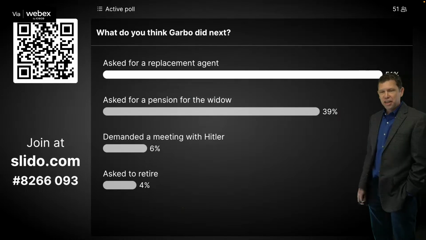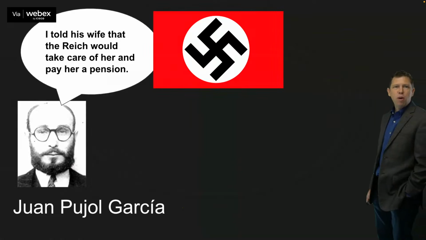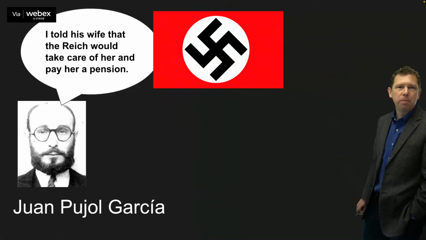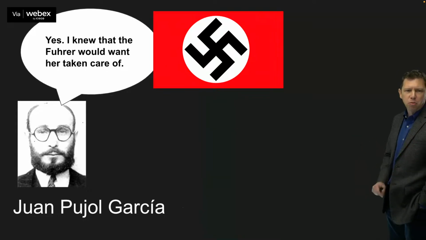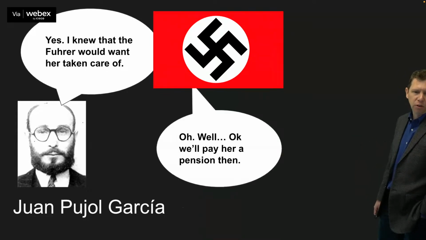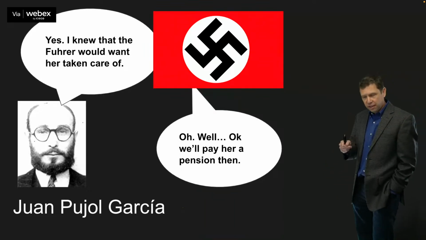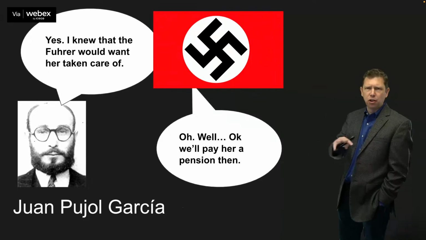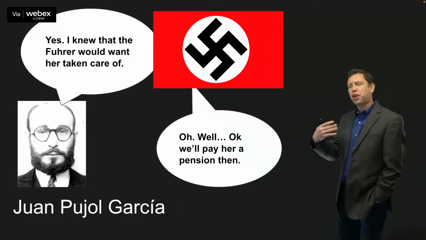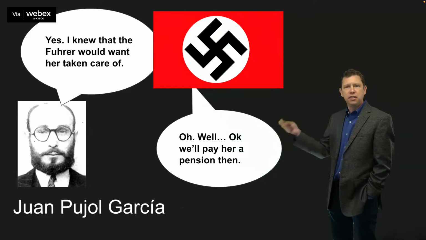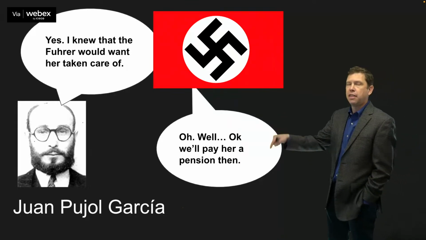Okay, what Garbo actually did in this case is he asked for a pension for the widow. He said, I told his wife that the Reich would take care of her and pay her a pension. Germany needs to pay her a pension? Yes, I know the Fuhrer would want her taken care of. Well, okay, we'll pay her a pension then. So Garbo invented an agent, invented his death to cover that he couldn't let people know about the fleet movement, and then further covered up by getting the Nazis to send money every month to the fake wife of the fake agent that had the fake death.